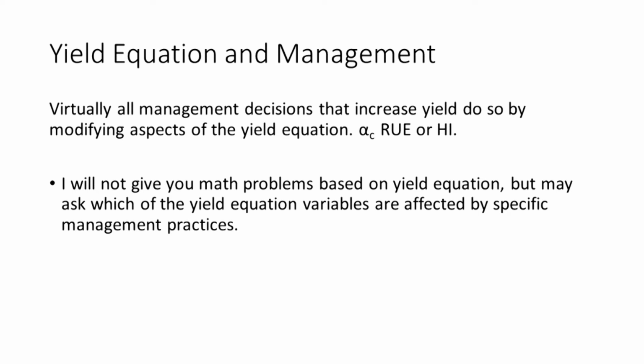I'm never going to make you, for this class, solve the yield equation, fill in the terms with a bunch of numbers and figure out what yield is. That's not really the point of introducing it to you. The power of the yield equation is that any management practice that a farmer does which increases crop yield is going to do so through one of those three parts of the yield equation. It's either going to increase the fraction of intercepted photosynthetically active radiation, increase that crop's radiation use efficiency, or increase that crop's harvest index. It's going to do at least one of those three things.